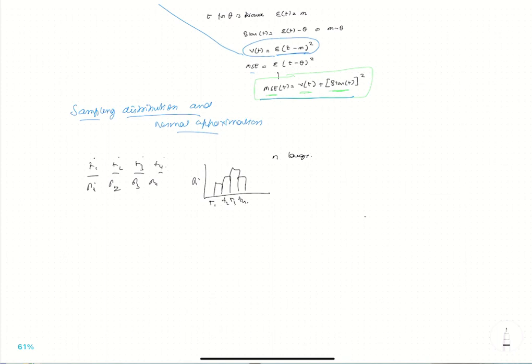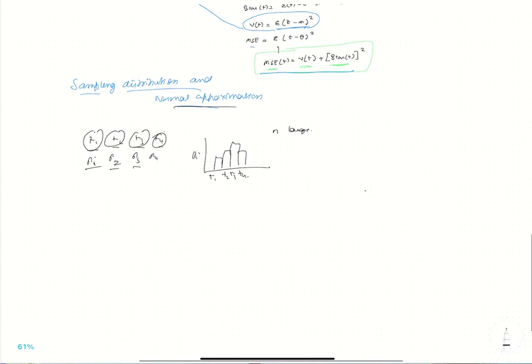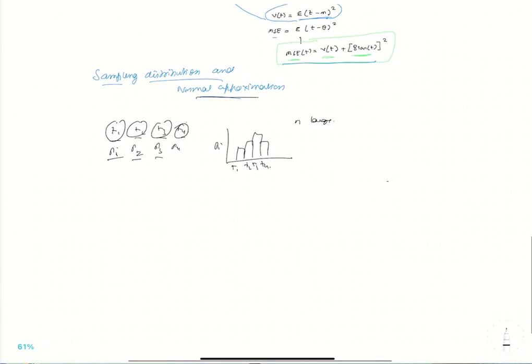So this is the normal approximation of the sampling distribution. We took a bunch of ti, each with probabilities pi, and irrespective of how the sample is distributed, this is going to be normally distributed, and this is just the central limit theorem.